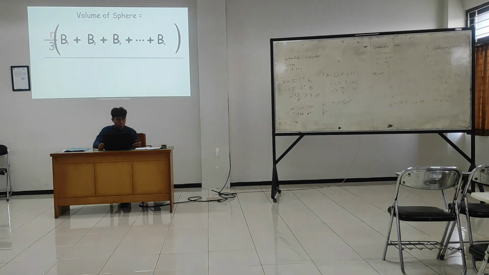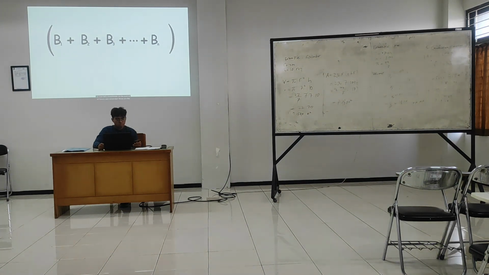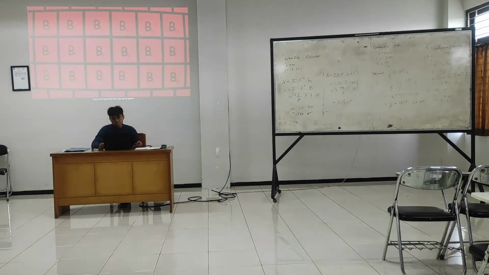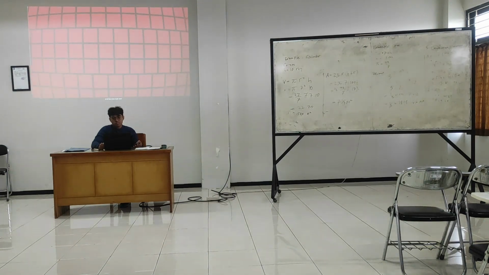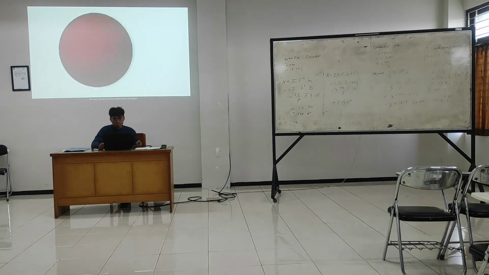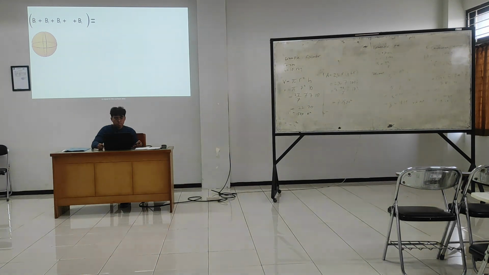So now let's concentrate on the sum of all bases, and remember these are the bases of the pyramids that make up the sphere. And as you can see, the bases actually form the surface area of the sphere. So the sum of all bases is equal to the surface area, which is equal to 4 pi r squared.